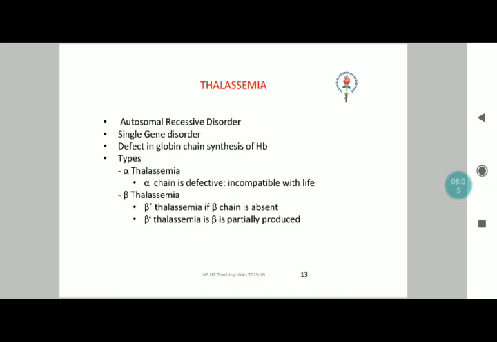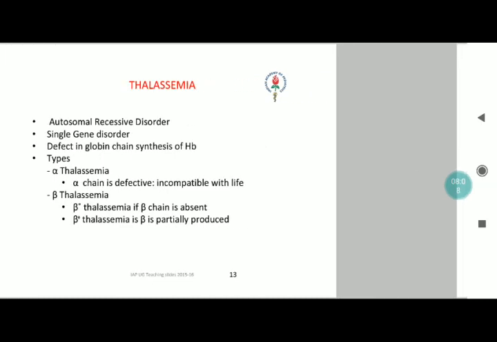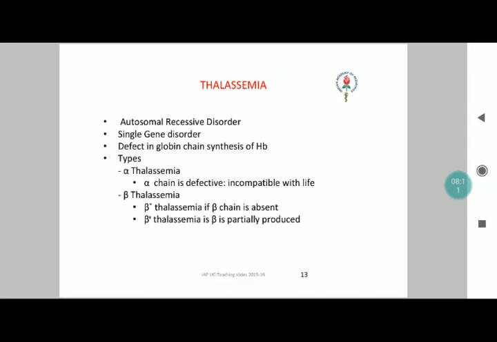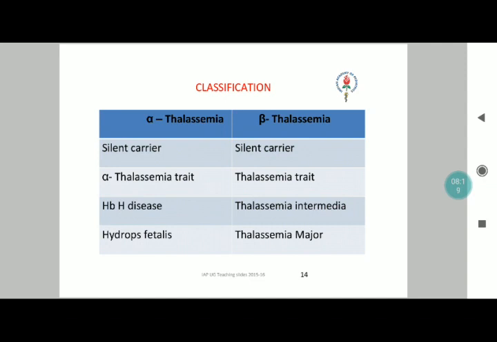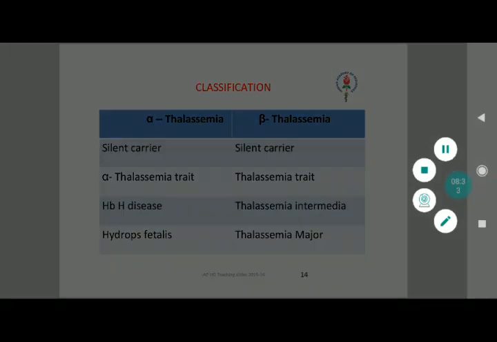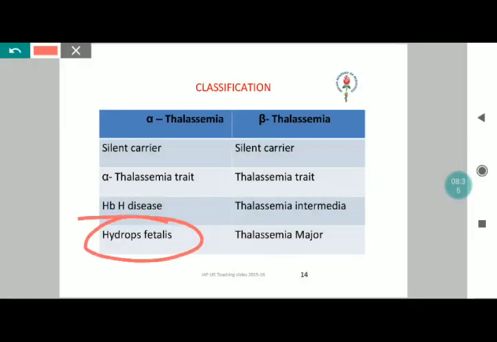Whereas in beta thalassemia, you have beta major and beta minor. If it is major, the beta chain is completely absent and partially produced in the minor component. Now, if you again classify as alpha and beta for a little bit more in detail, alpha thalassemia is a silent carrier and it has the alpha thalassemia trait because of the presence of HbH, and it presents mostly as hydrops fetalis and it is completely incompatible with life. Whereas beta thalassemia has a silent carrier and presents as thalassemia trait, it might present as thalassemia intermedia or as thalassemia major.